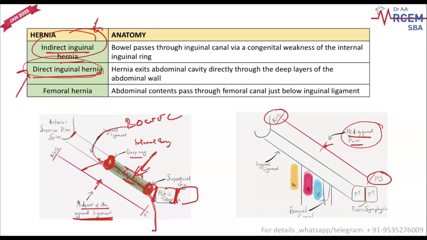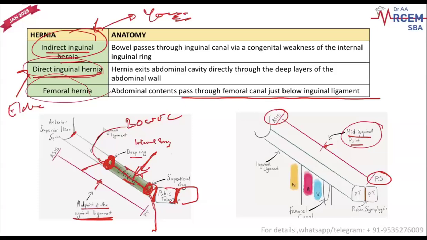And direct inguinal hernia is mainly seen in elderly persons. This is mainly seen in youngsters. Femoral hernia is very easy. It is more commonly seen in females. Femoral hernia, females, you need to remember. And abdominal contents pass through the femoral canal just below the inguinal ligament. Whatever happens is below the inguinal ligament. Femoral hernia, very easy to pick up.